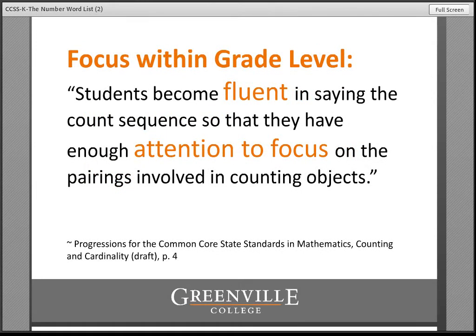Likewise, the progressions document, which is written by the Common Core writing team as an extension and elaboration of the Common Core math, expresses the same idea that children need to become fluent in the rote counting sequence, also called the number word list, in order to be able to put their focus and attention on pairing or matching each item with one number word. This is essentially getting at the same idea of reducing the cognitive load for the child, because when they count actual objects, there is significant coordination required. We will be addressing this idea of pairing in just a moment.